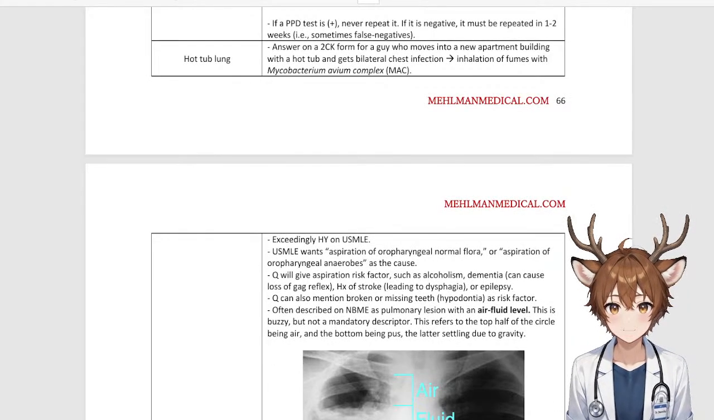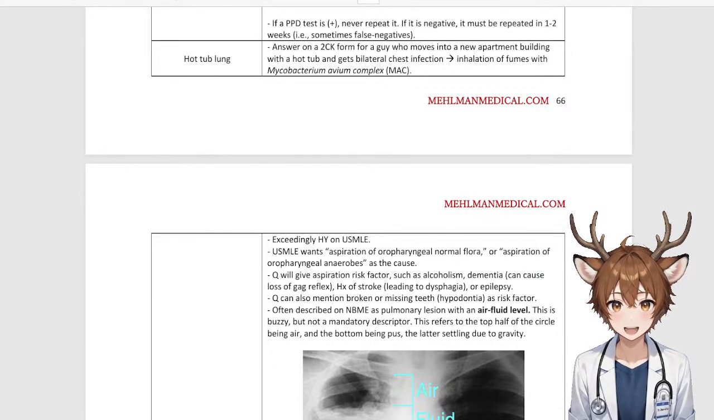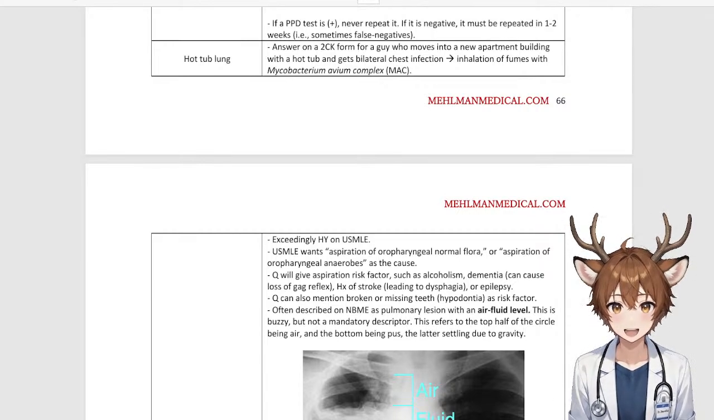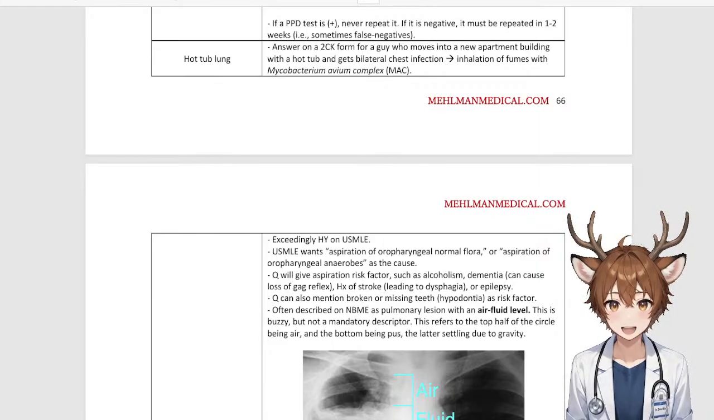Hot tub lung. Answer on the 2CK form for a guy who moves into a new apartment building with a hot tub and gets a bilateral chest infection. Inhalation of fumes with Mycobacterium avium complex, or MAC.